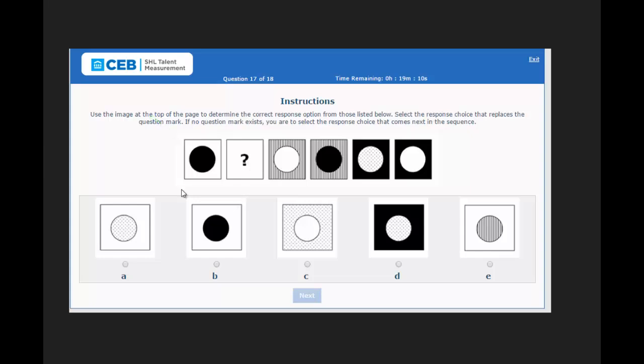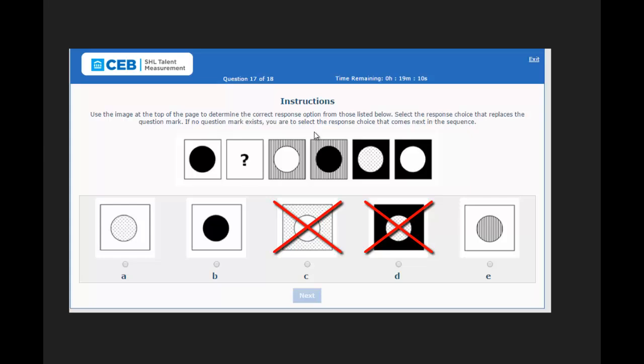Therefore, if we have a look at the available answer choices, we can immediately reject answer option C and answer option D, leaving answer options A, B and E as the only viable ones. Now the second pattern that we need to determine is the pattern that determines the color inside the circle located in the middle of the frame.